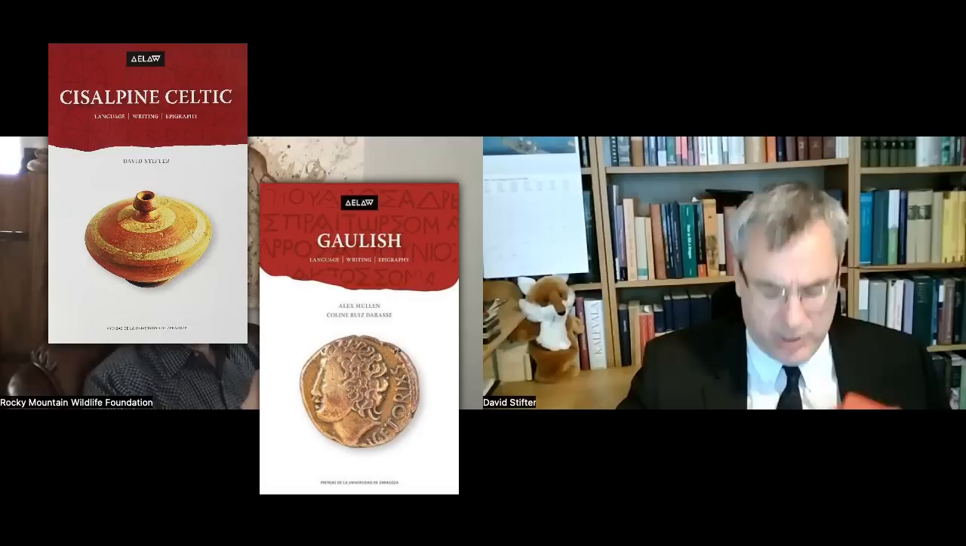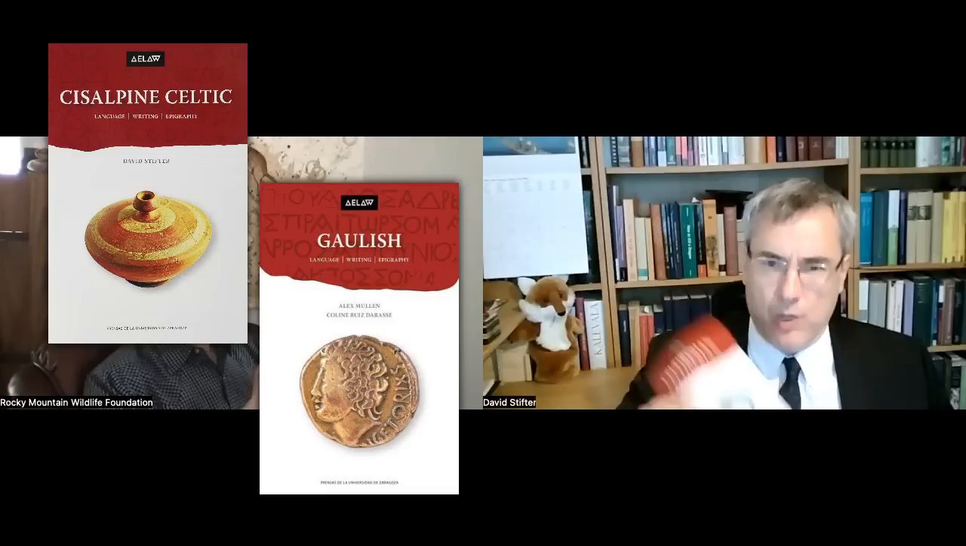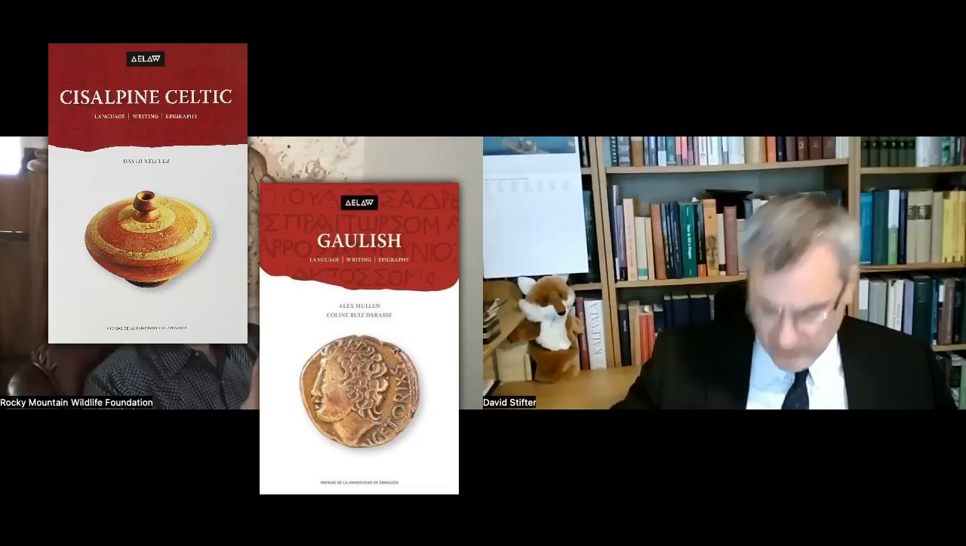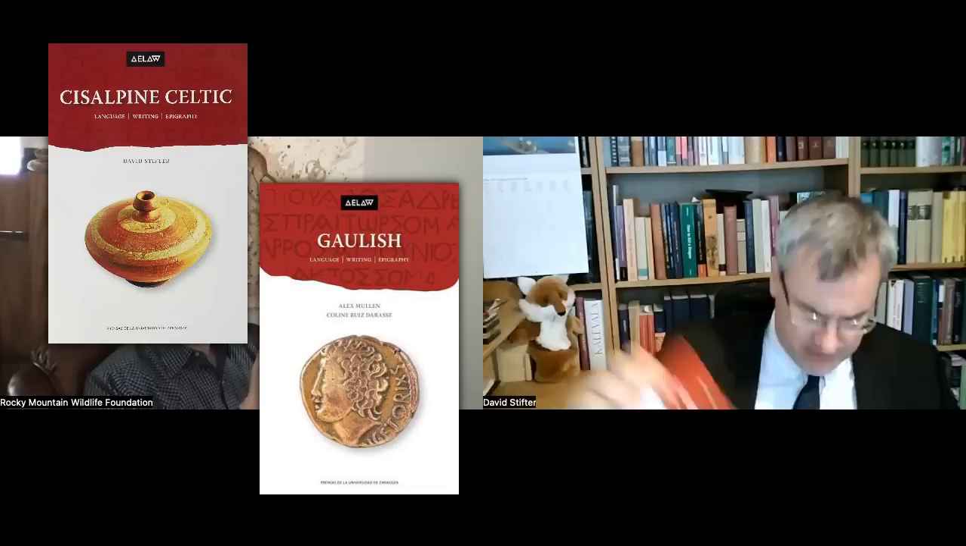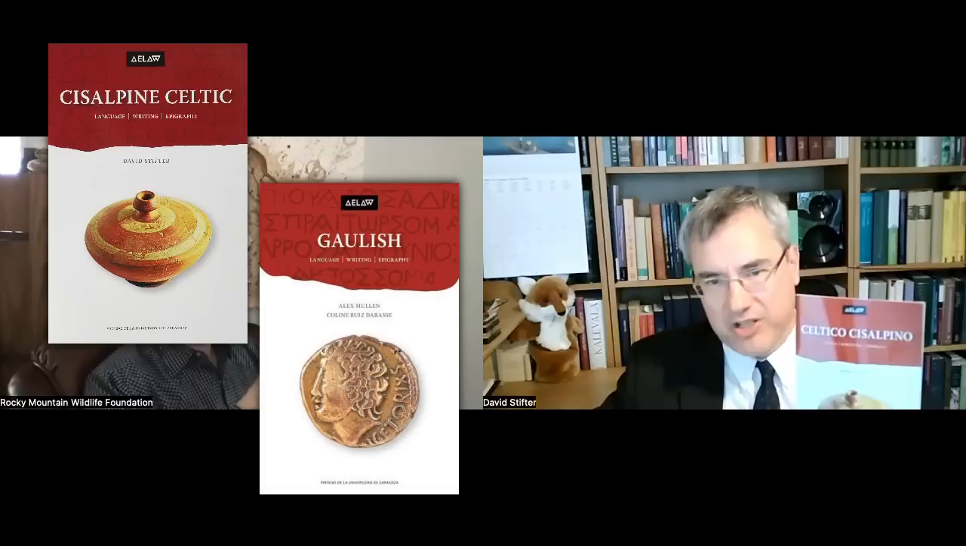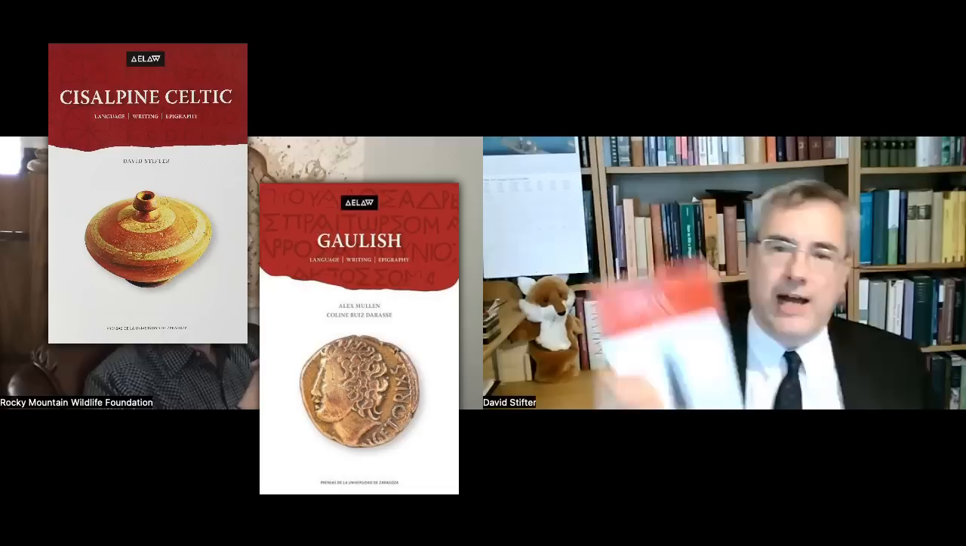And for all of the ancient old Celtic languages, there is one of those booklets. There's one for Celtiberian. There's one for Gaulish by my colleagues Alex Mullen and Pauline Ruiz Daras. And then there's one for Cisalpine Celtic. I'm actually showing you the Italian translation because I don't have a copy of the English myself at the moment anymore, which I wrote myself. And I also wrote another one about Ogham, which I have in English.